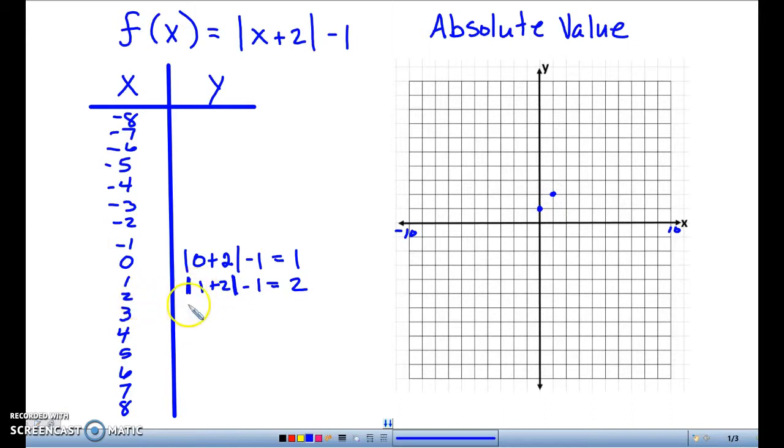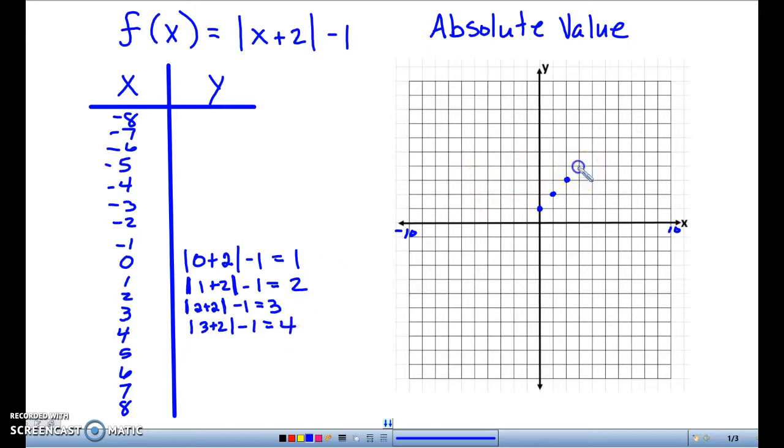Let's use an x value of 2. Absolute value of 2 plus 2. Well, 2 plus 2 is 4, and the absolute value of 4 is 4. 4 minus 1 equals 3, which is right here. Let's use 3. Absolute value of 3 plus 2, well 3 plus 2 is 5. Absolute value of 5 is 5. 5 minus 1 is 4.